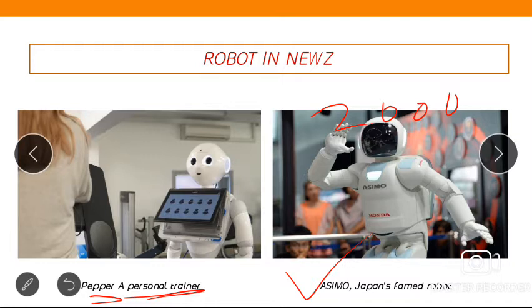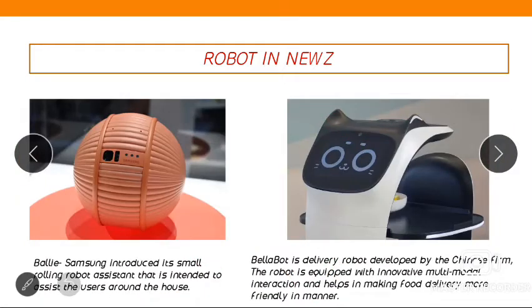So it is a personal trainer robot. Okay, let's see next. This is Ballie, designed by Samsung. It is a rolling kind of robot. It is a home application, and it can assist you in many ways. It can assist you with day-to-day activity. It can assist you around the home.